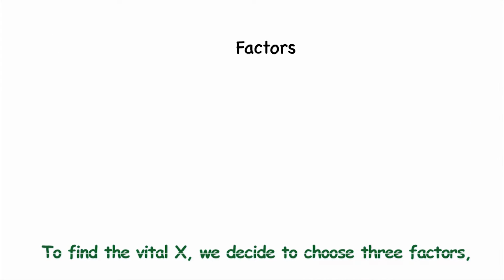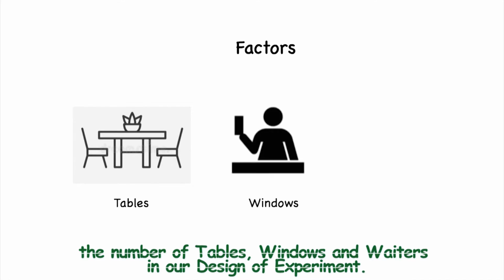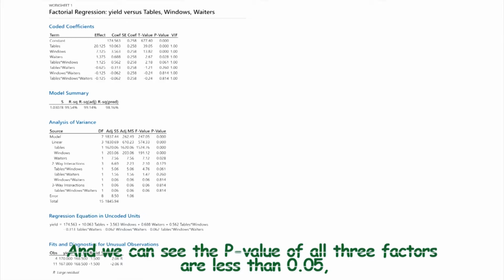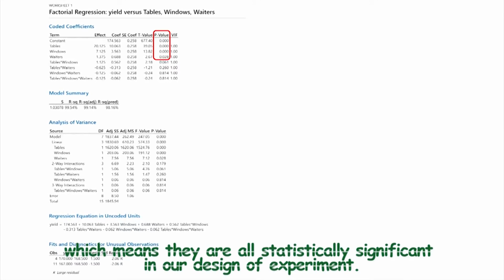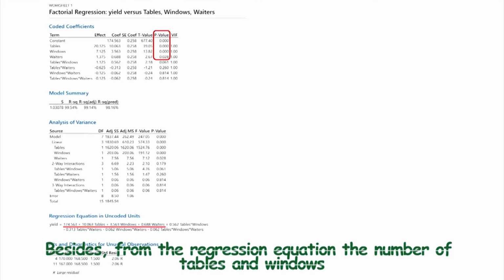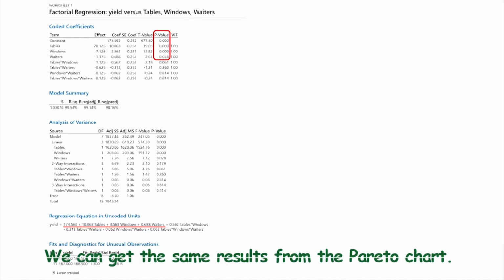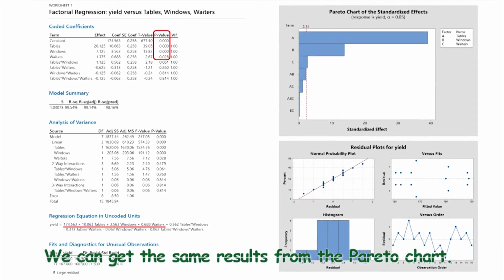To find the vital few, we decided to choose 3 factors: the number of tables, windows, and waiters in our design of experiment. We have conducted 16 trials, and we can see the p-values of all these 3 factors are less than 0.05, which means they are all statistically significant in our design of experiment. Besides, from the regression equation, the number of tables and windows are more significant than the number of waiters. We can get the same results from the Pareto chart.